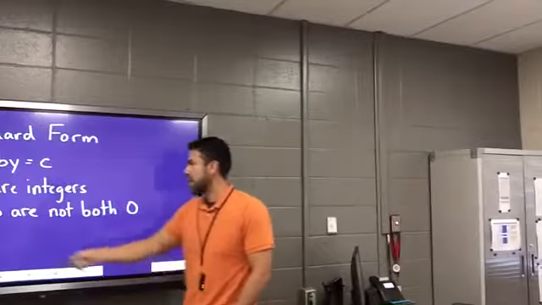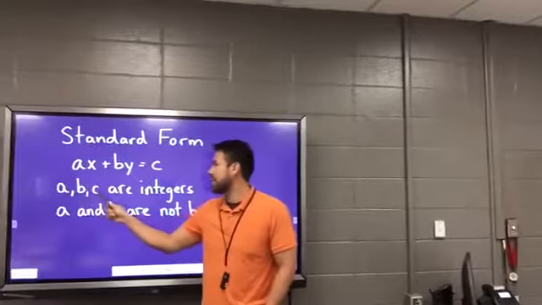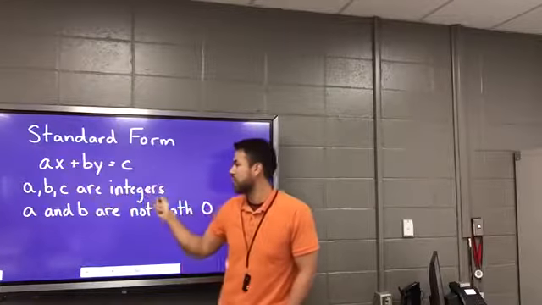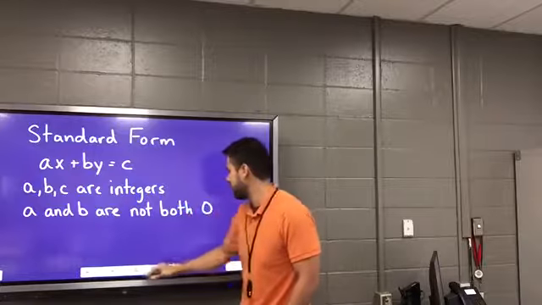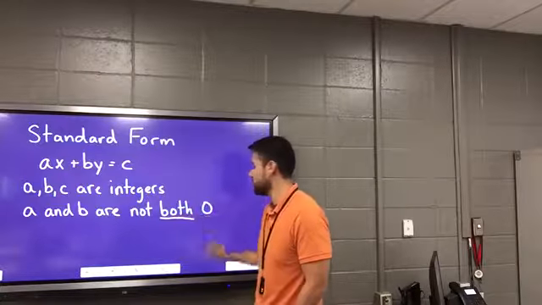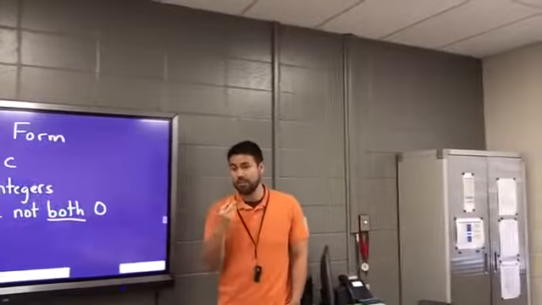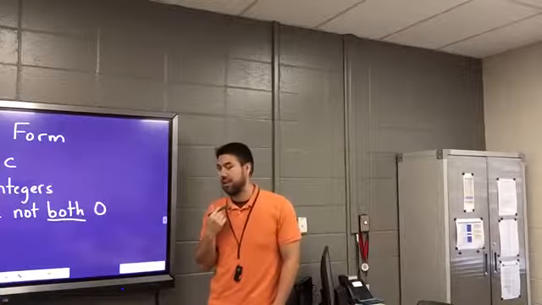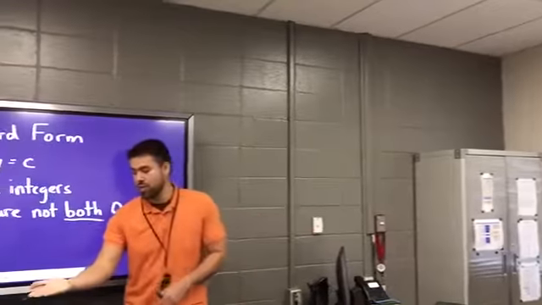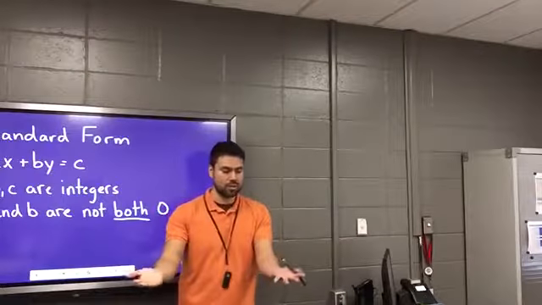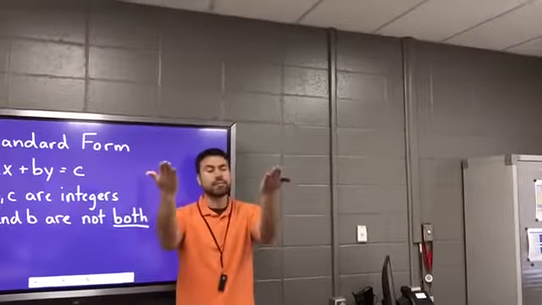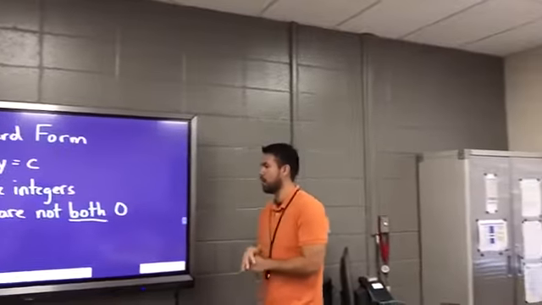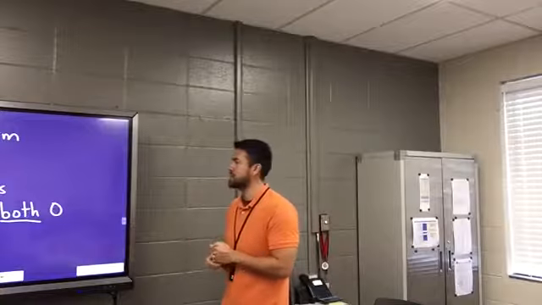For us, A, B, and C are going to be integers. So these three numbers are going to be integers. And then what do I mean by A and B are not both 0? What do I mean by that? Yes, ma'am? One could be 0 and the other can't be 0. Okay, if one is 0, the other one can't be 0. If this one's 0, that one can't be 0. At the same time, they cannot both be 0, but one of them can be 0 at one time. So please memorize that.